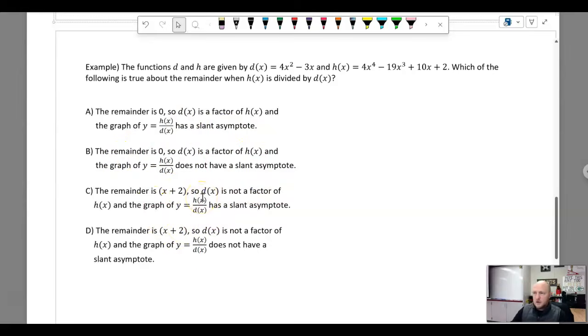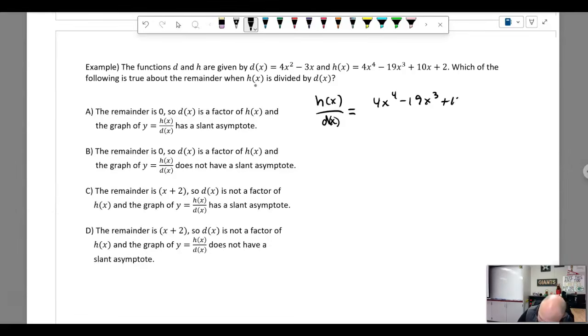So first of all, let's identify the initial setup. They say, what is the remainder when h is divided by d? So I have to set this up correctly. H of x divided by d of x. H of x is 4x to the 4th minus 19x to the power of 3 plus 10x plus 2, divided by 4x squared minus 3x.